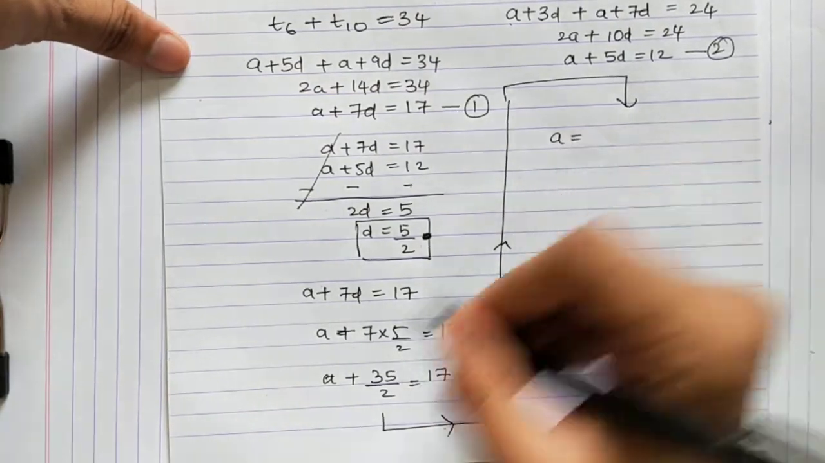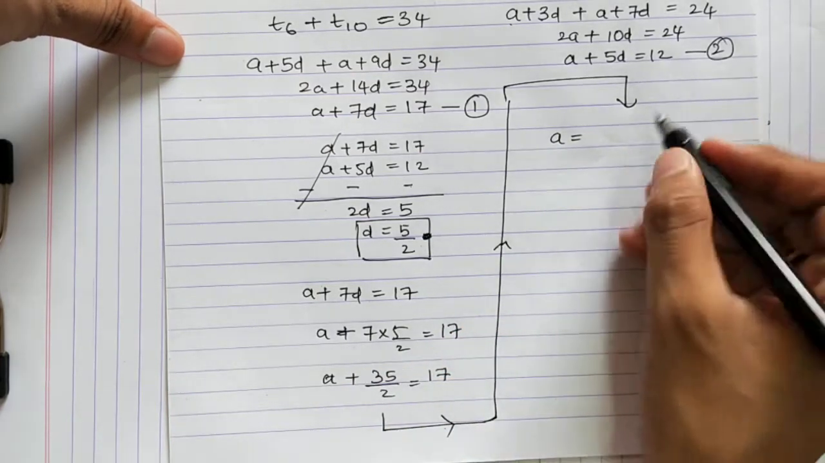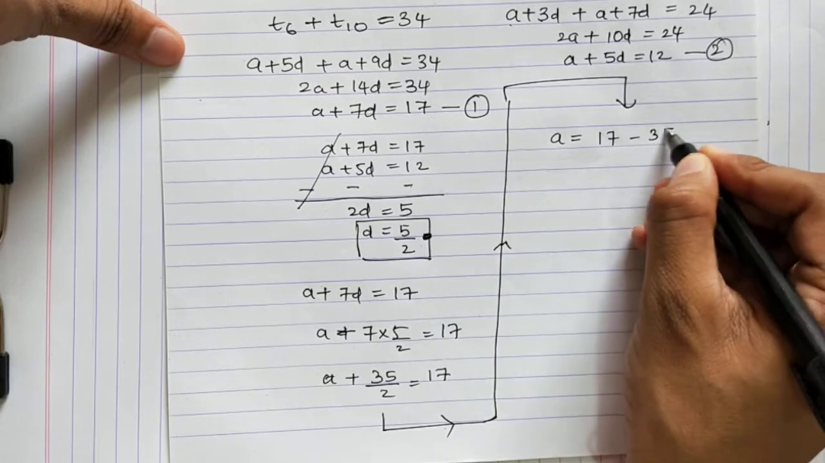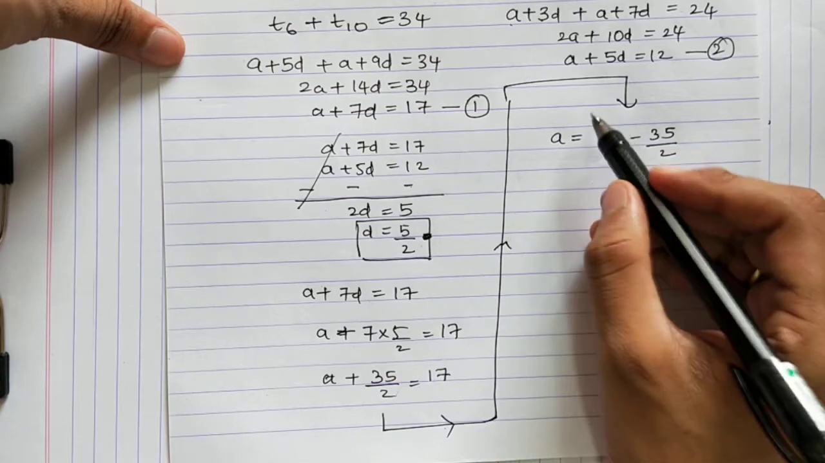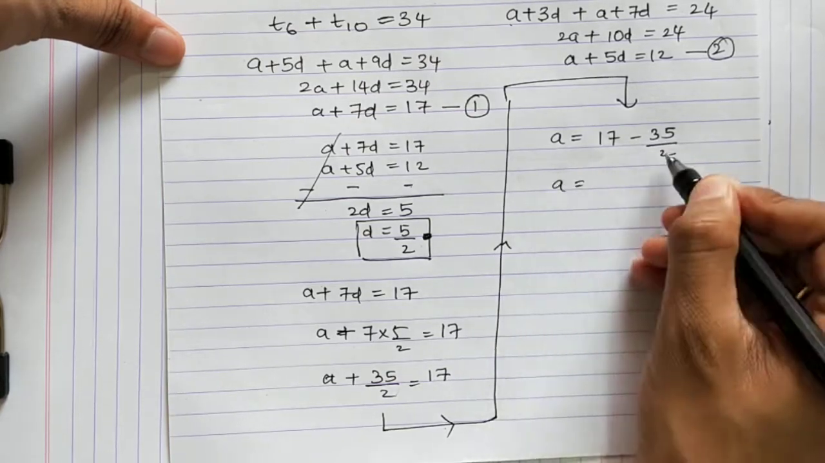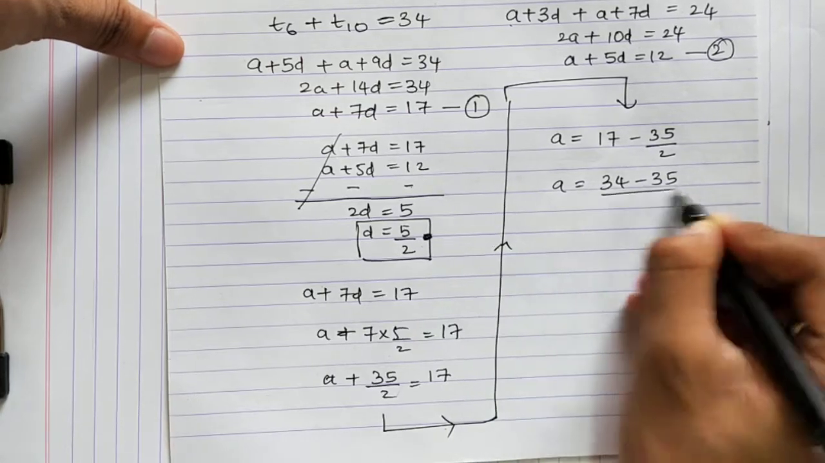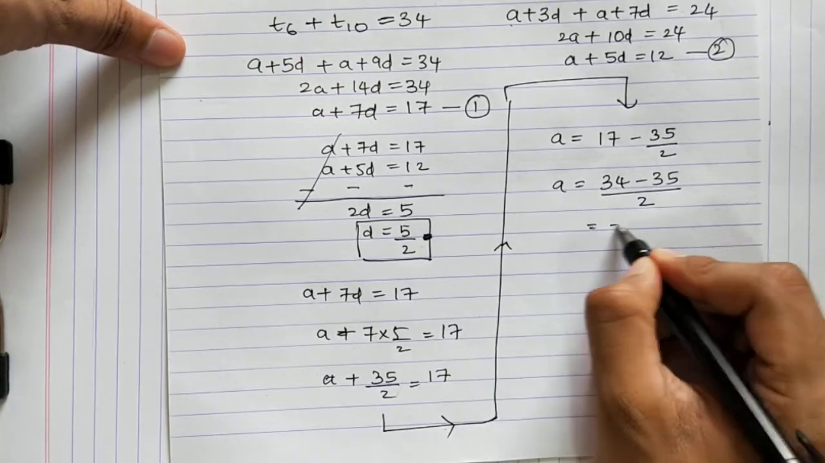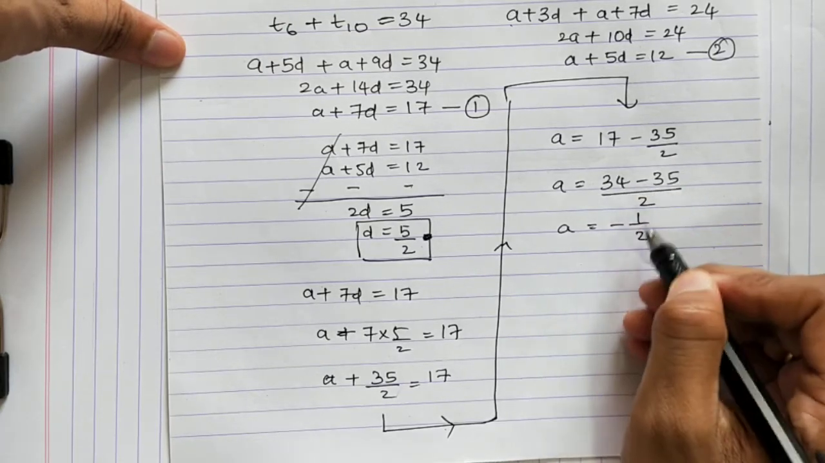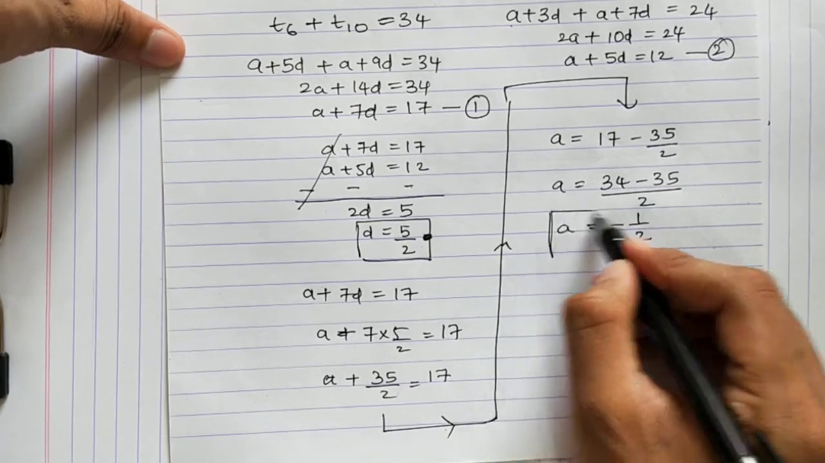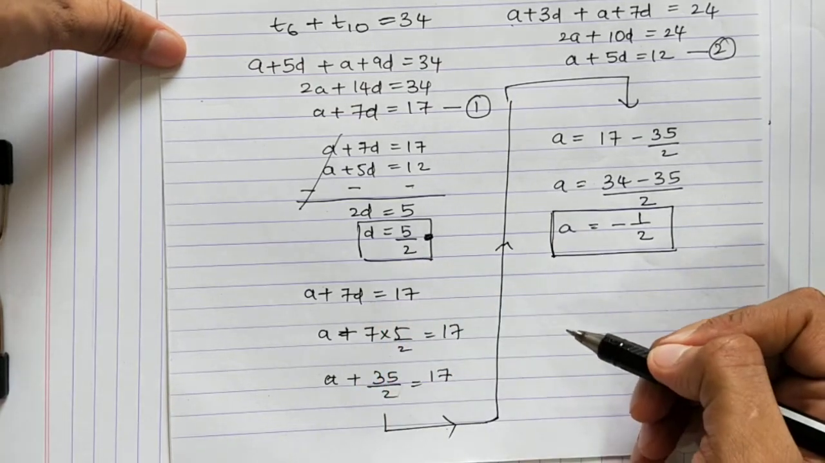A equals 17 minus 35 upon 2. The 35 upon 2 will go on the right hand side. Correct. This plus 35 upon 2 will go there and become minus 35 upon 2. The 2 will get multiplied. 2 into 17 is 34, minus 35, upon 2. That is minus 1 upon 2. So A is minus 1 upon 2 and D is 5 upon 2.